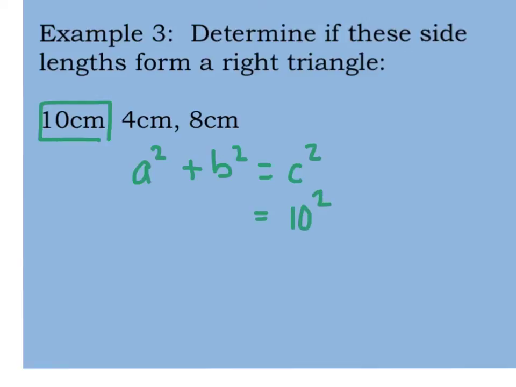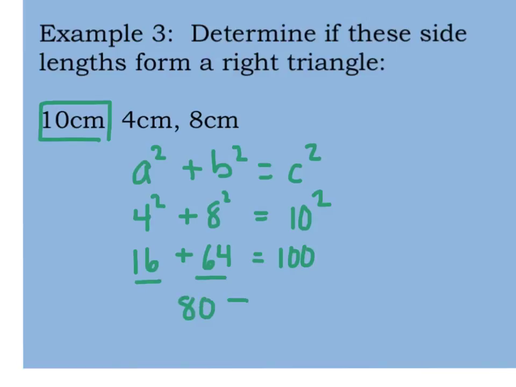Now my 4 and 8 are going to go in for A and B, and now I'll square all my terms. 4 squared is 16, 8 squared is 64, and 10 squared is 100. When I add my a squared and b squared, 16 plus 64 gives me 80, and 80 is not equal to 100. Therefore, I know these side lengths do not form a right triangle.